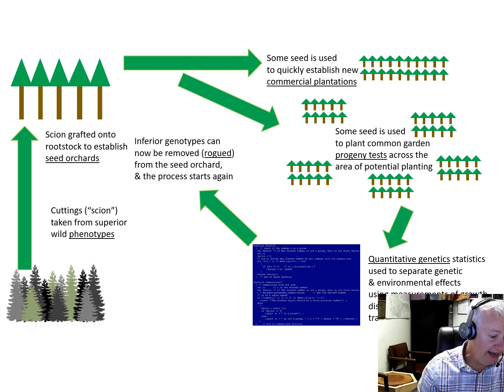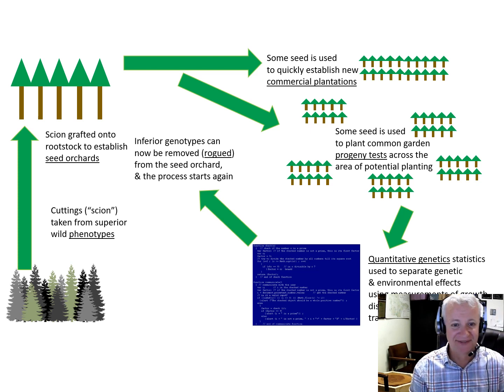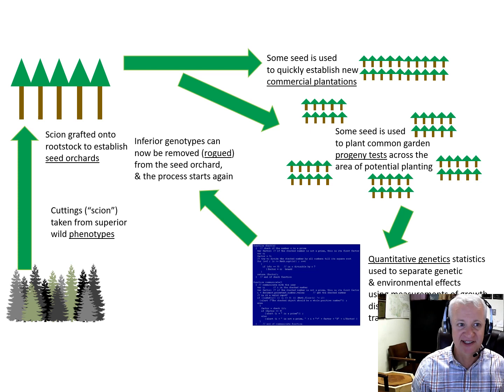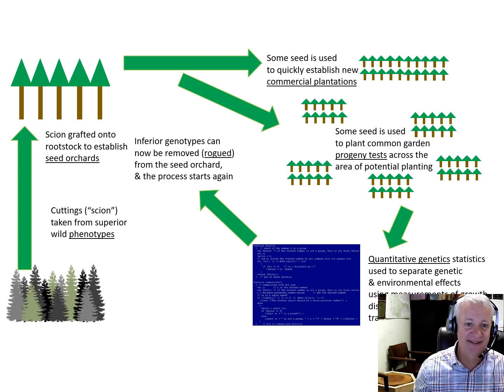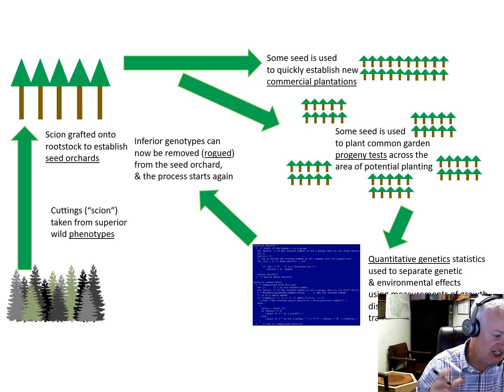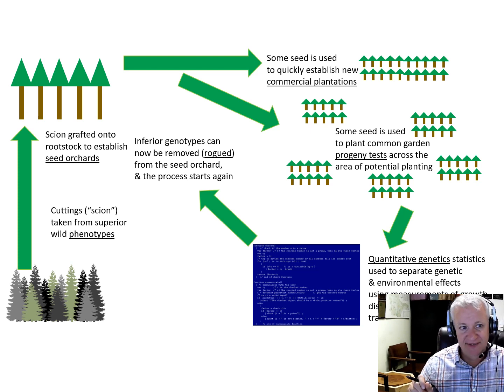Once we know that, we can go back to the seed orchard and cut down the parents, remove the parents that are not genetically superior. That process of cutting down the genetically inferior parents is called roguing the seed orchard. We're getting rid of the rogues. We're roguing the seed orchard.